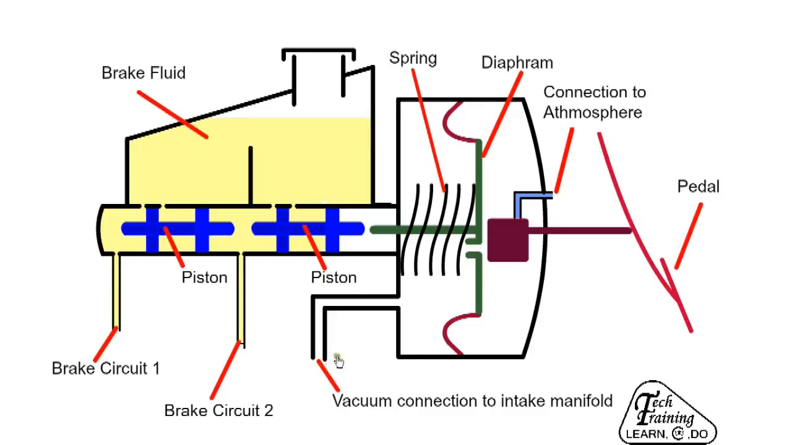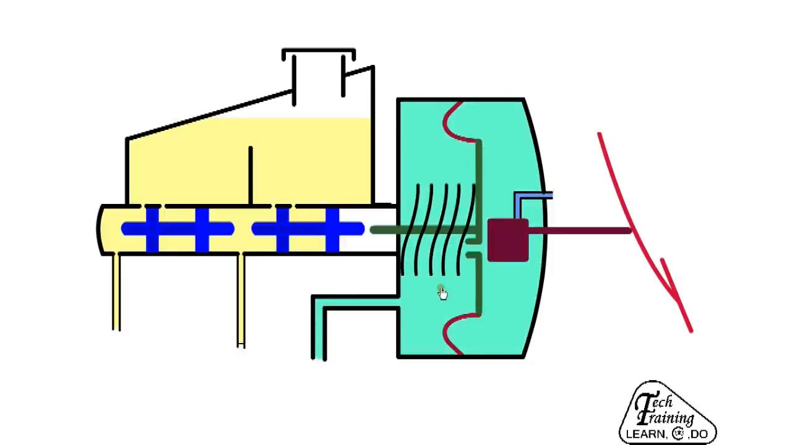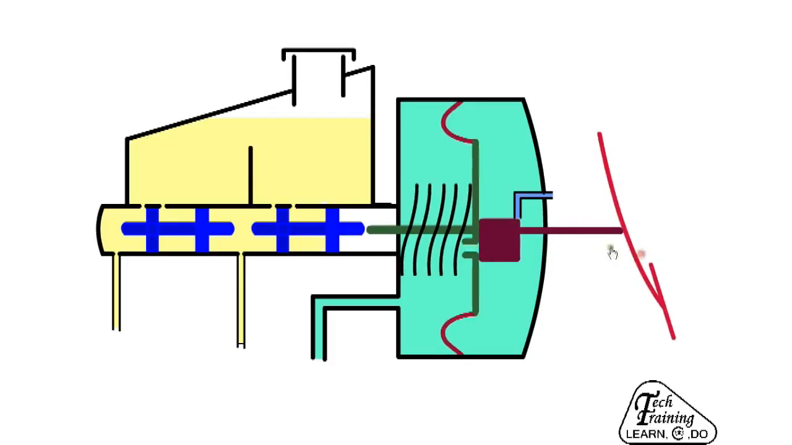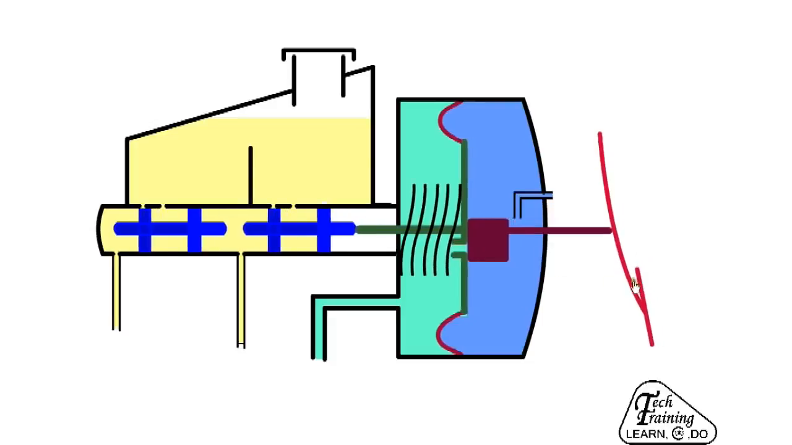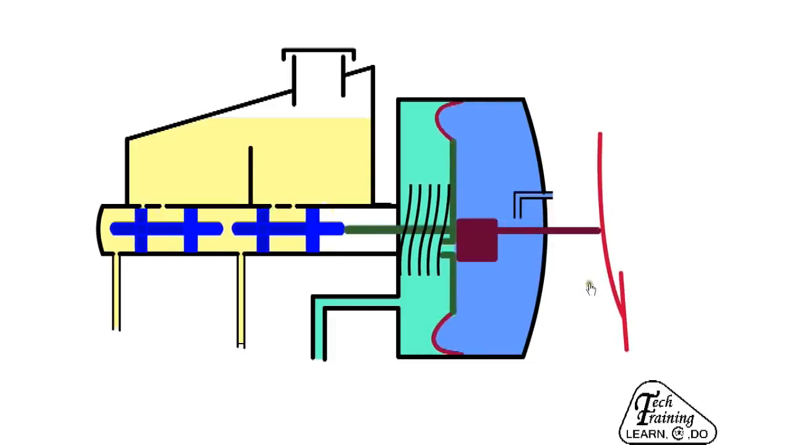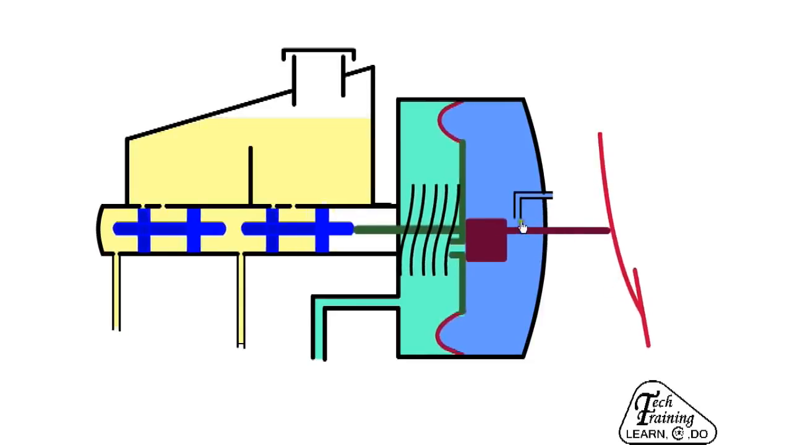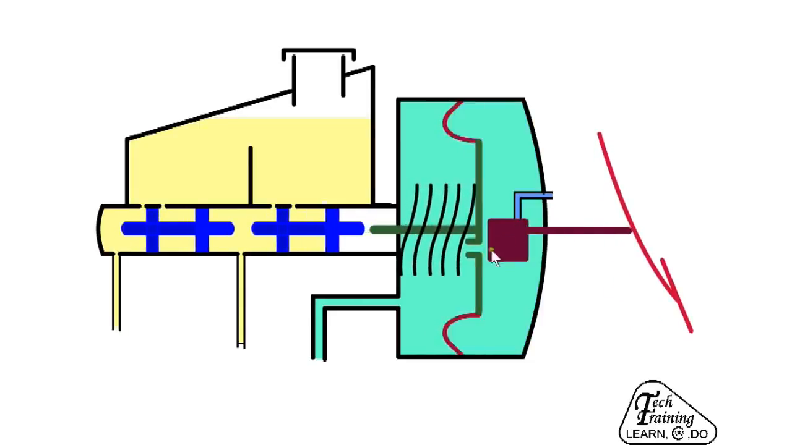When the car is started, there's vacuum on both sides of the diaphragm. When the pedal is pressed, it first closes the valve to the vacuum side and then opens the valve to atmosphere. Now there's a pressure differential across the diaphragm. Vacuum on one side, atmospheric pressure on the other, which assists with application of the brakes. When the brake is released, the valve to atmosphere is closed and the vacuum valve is opened, restoring a vacuum on both sides.